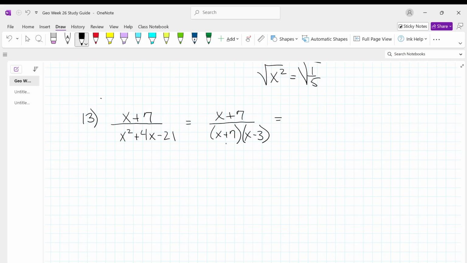So right now, we should identify our exclusions. X cannot be equal to -7 or +3. And then we can cancel these two x plus 7s, and we're left with 1 over x minus 3. So 1 over x minus 3 is our simplest form, and the exclusions are -7 and +3.